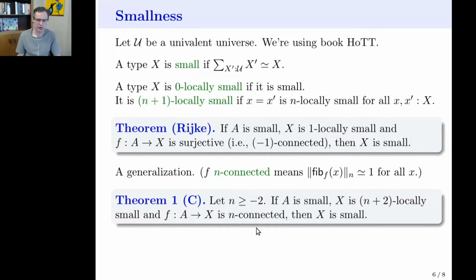When n is -2, it's even more trivial because 0 locally small is just the same as small, so it isn't saying anything. But then for higher n, you can prove it by induction based on Egbert's result.